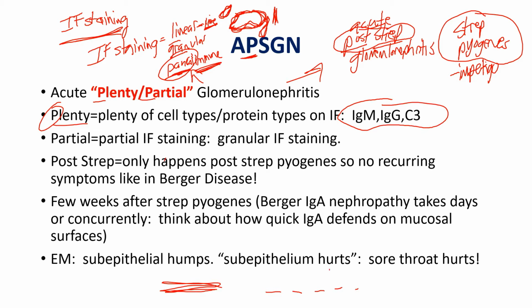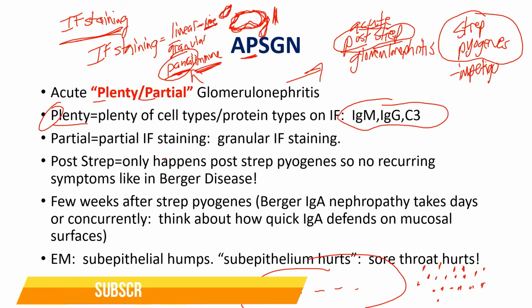The next one's granular. The granular one is this one that I described. Think of granules, like salt granules. It's like a bunch of little dotted, lumpy things. And when you look at the immunofluorescent stain, the glomerulus will light up neon green in this granular pattern.